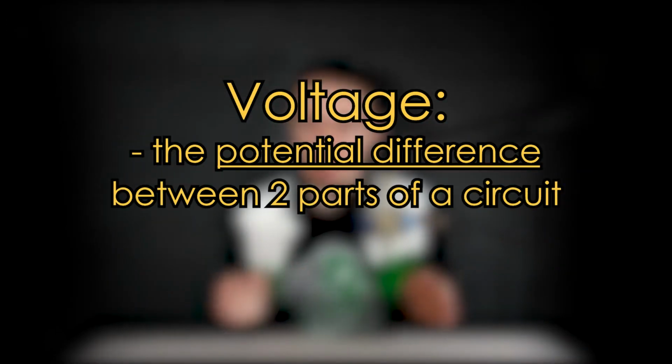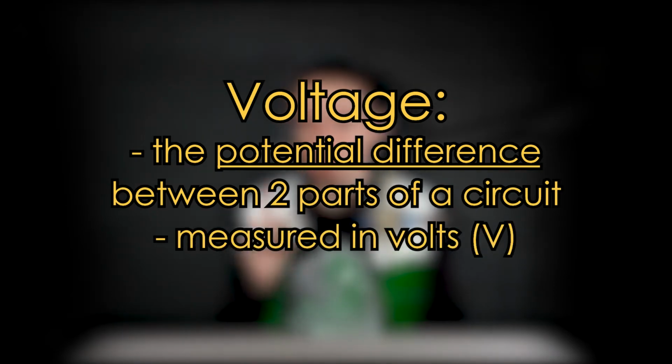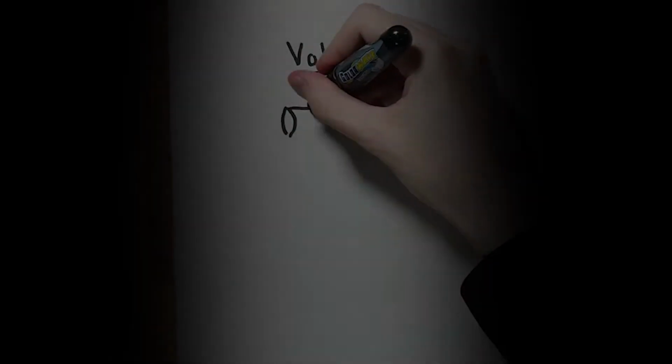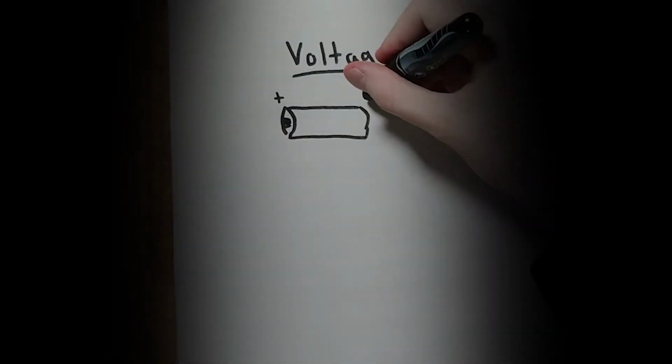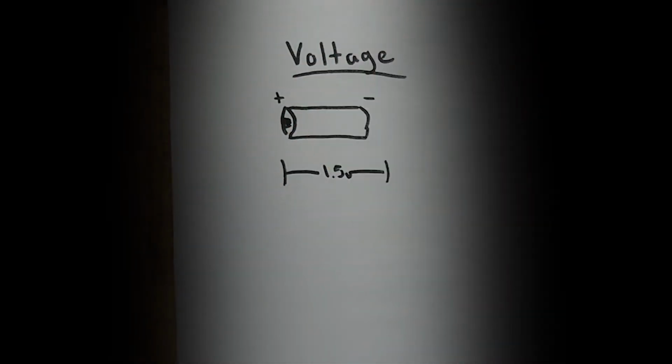Voltage is the potential difference between two parts of a circuit. Voltage is measured in volts. And the easiest example of voltage is in something like a battery, between the two ends. 1.5 volts means there's a potential difference of 1.5 between the two ends of the battery.